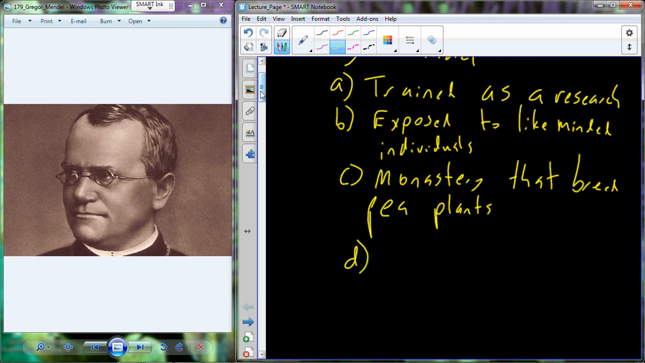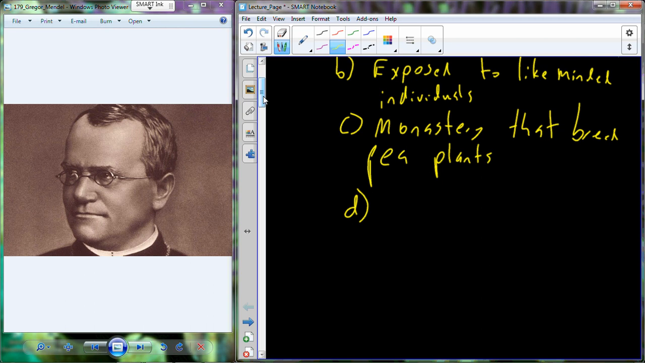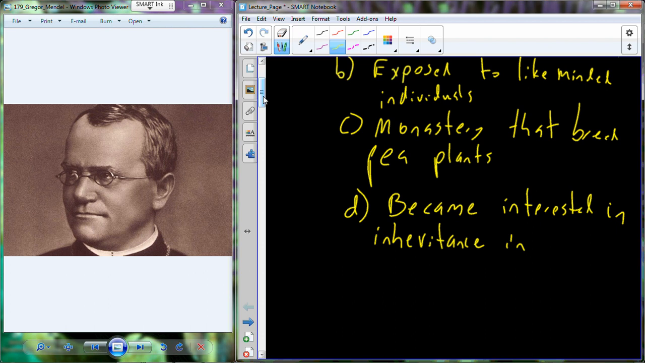Through his training as a researcher and his heightened sense of observation, he began to observe different patterns that began to develop in these pea plants. This allowed him to become interested in how these plants would develop the diversity that he was observing. We're going to call that inheritance. So he became very interested in inheritance in plants.